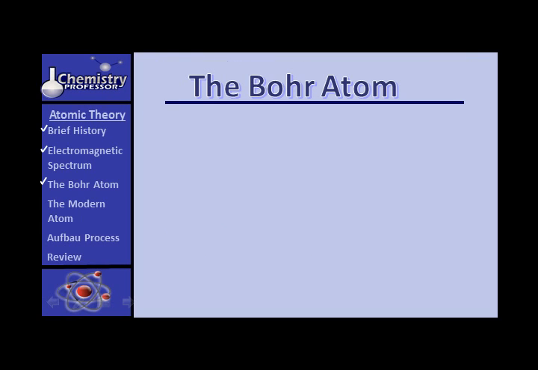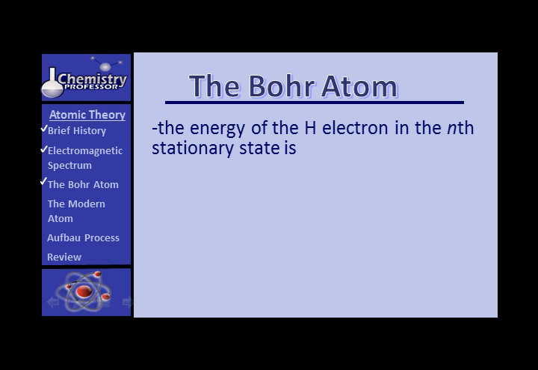We're ready to look at the Bohr atom. Now, Bohr showed us something interesting. He said that the energy of the hydrogen electron in the nth stationary state, now nth is a whole number, like the second, the first, the fifth, the fourth, whatever. Anyway, he said that this energy could be expressed this way, that the energy of the nth state is going to be equal to minus RHC over n squared.